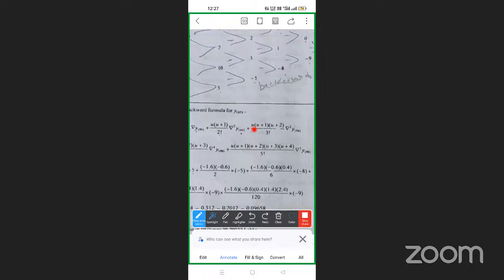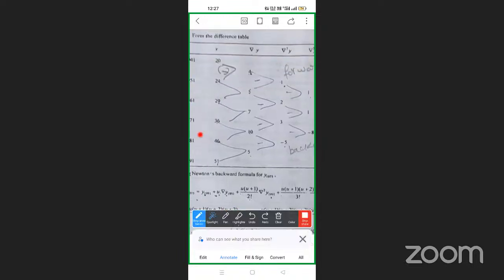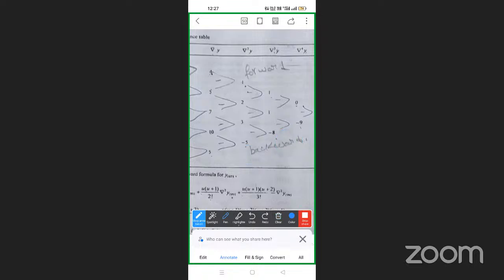So we know the u value. U is equal to minus 1.6, and delta yn, 1991 is nothing but the starting value. So this is delta 1991, this is delta square 1991, and these are delta cube 1991, delta power 4 1991. So these are the yn values.